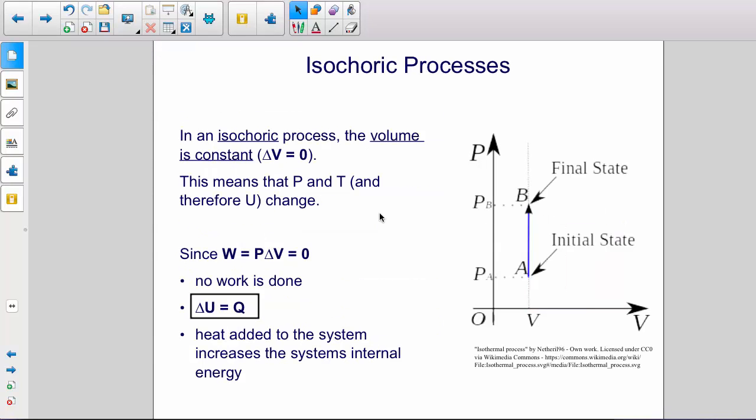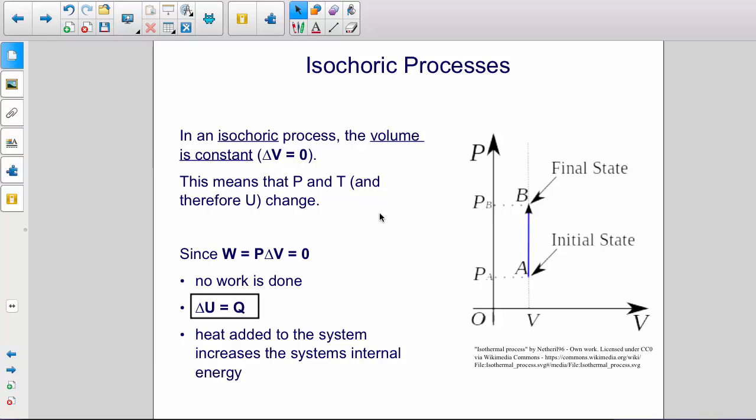Our next process is an isochoric process. Now, remember, an isochoric process means the volume is constant. The change in volume is zero. Now, that means that the pressure and temperature can change, and since the temperature can change, the internal energy can change. But since the work done by the system or on the system is pressure times change in volume, and change in volume is zero, no work is done.